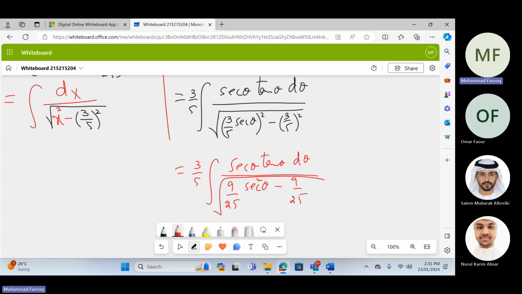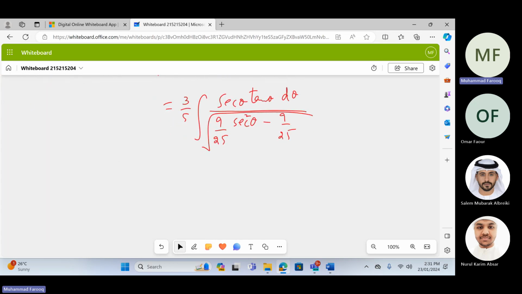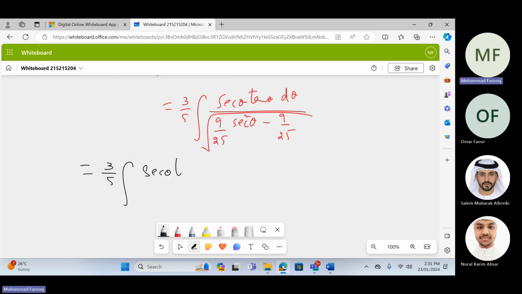Now what we can take is one factor here, 9 over 25, please. So here it is 3 over 5 integral of secant theta tangent theta d theta, divided by the square root of 9 over 25 times secant squared theta minus 1. What is the square root of 9 by 25? 3 over 5.